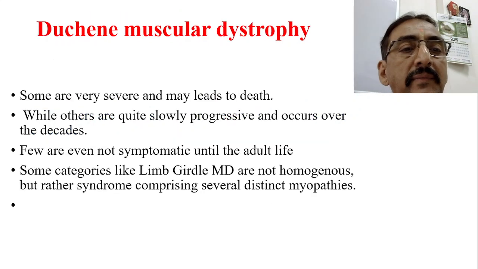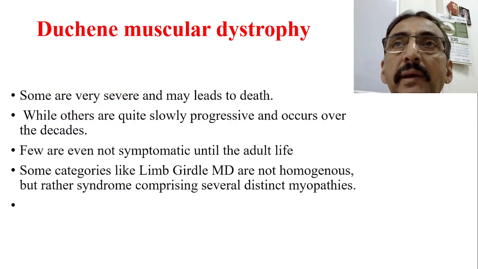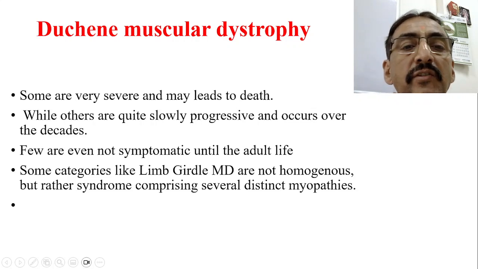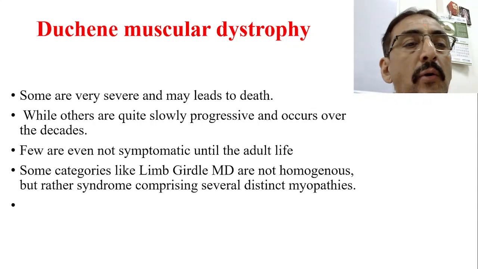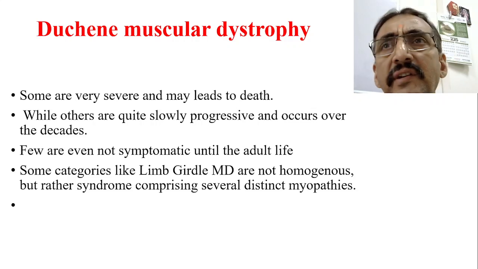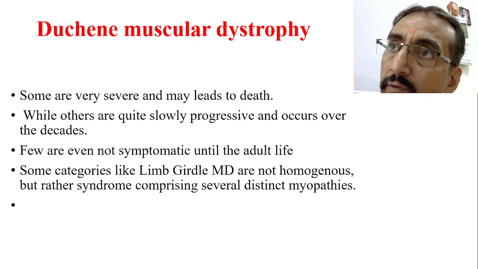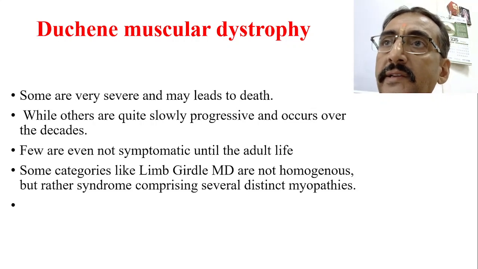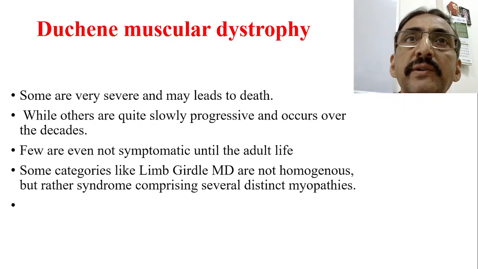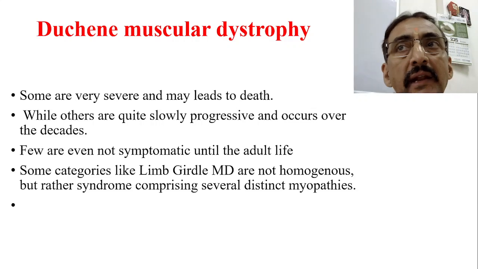Now some are very severe. Sometimes the DMD is very severe and may lead to death very fast, while sometimes the DMD is quite slowly progressive and occurs over decades. For example, BMD, Becker's muscular dystrophy, is a relatively slowly progressive disease. And even in DMD, sometimes the child has fast progression of the disease and sometimes slow progression. It depends upon the amount of mutation happening in that particular gene.